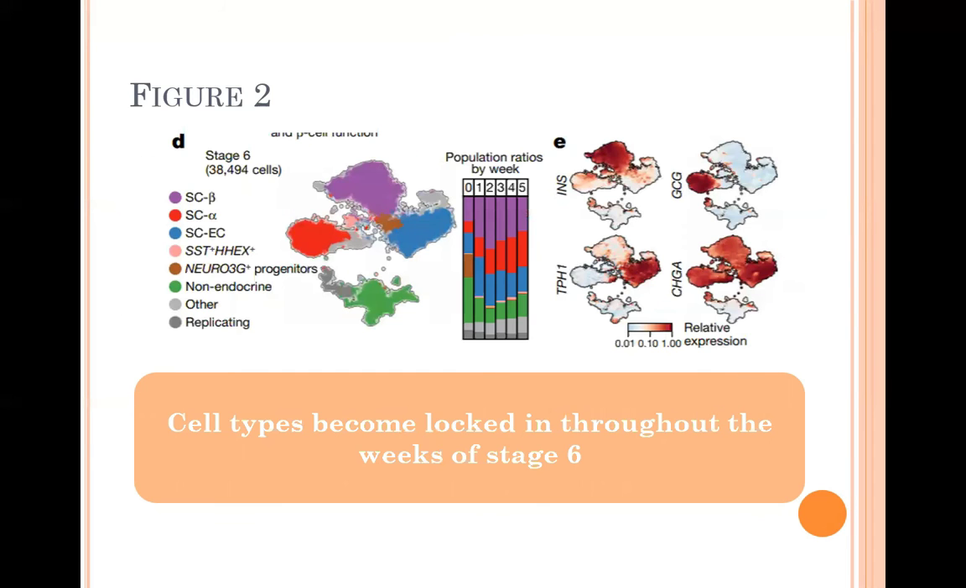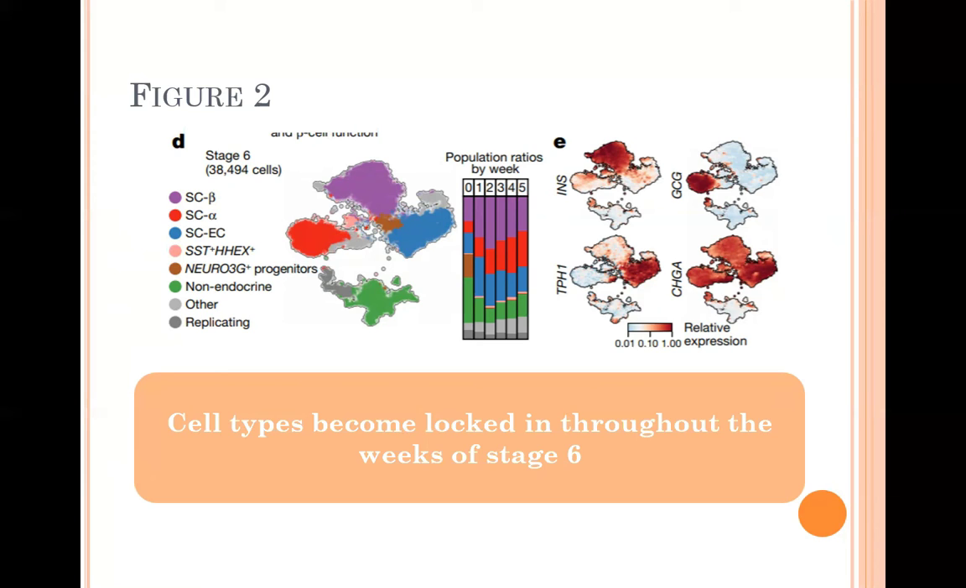So once the behavior of these cells' functionality is determined, researchers go on to looking at the identity of the cells overall. In figure D, you can see that the stem cells, alpha, beta, and EC cells are defined, as well as the non-endocrine cells that we previously have seen in figure 1. The vertical bar icon shows the relative population ratios of each of these cell types through the weeks, and you can see different populations increasing over time, or some populations disappearing, like the neuro 3G progenitors.